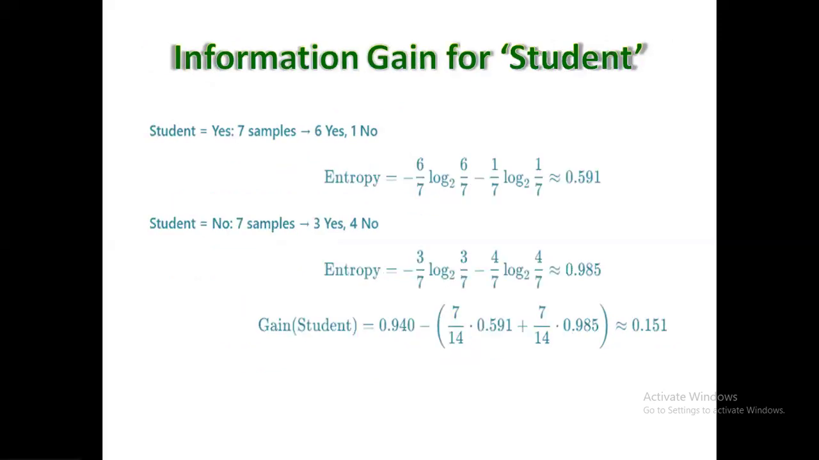Next, information gain for the next attribute. The next attribute is student.